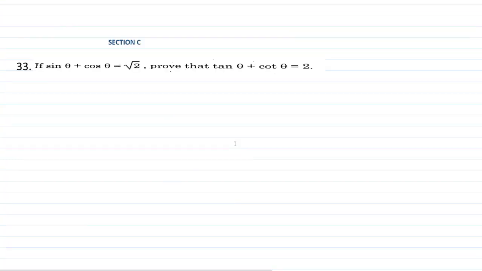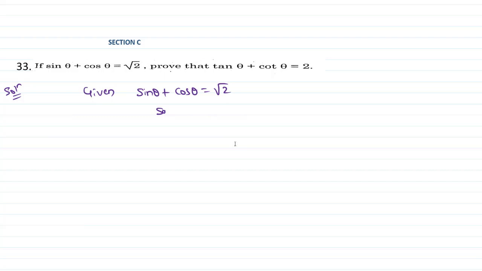Section C, which carries 3 marks, 33rd question. If sin theta plus cos theta is equal to root 2, prove that tan theta plus cot theta is equal to 2. Solution: given, sin theta plus cos theta is equal to root 2.